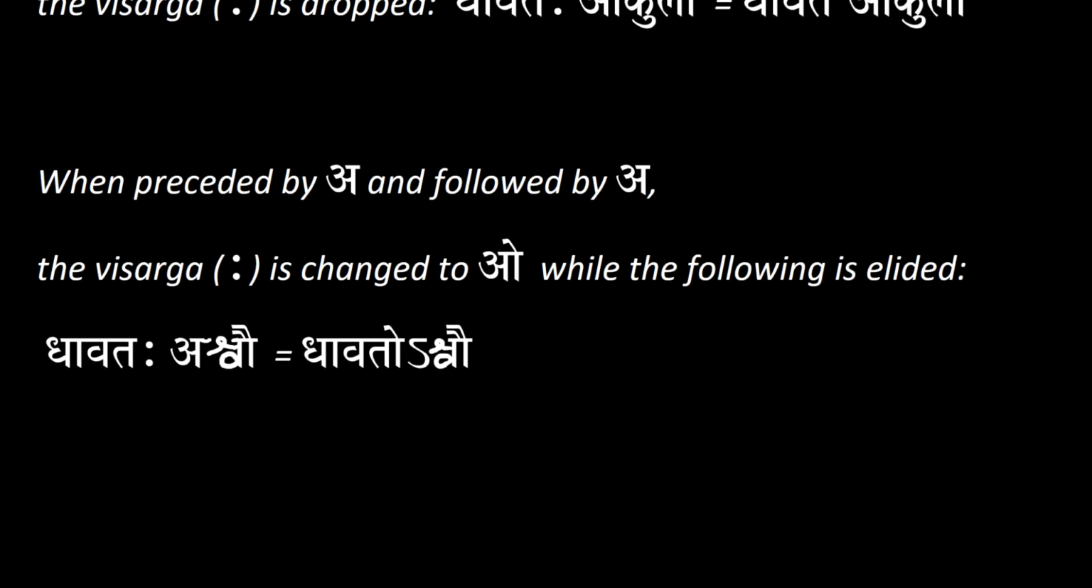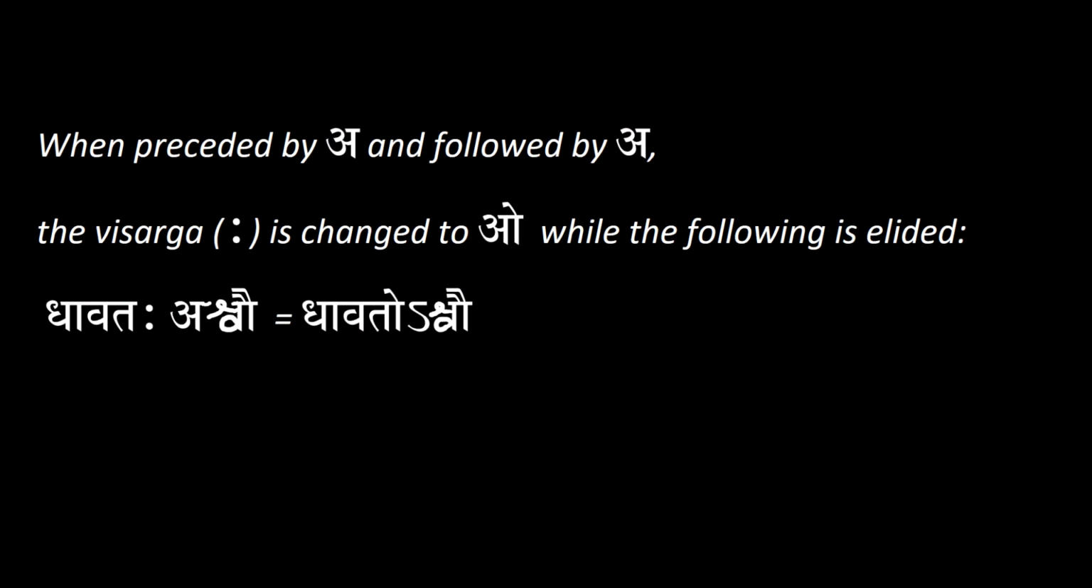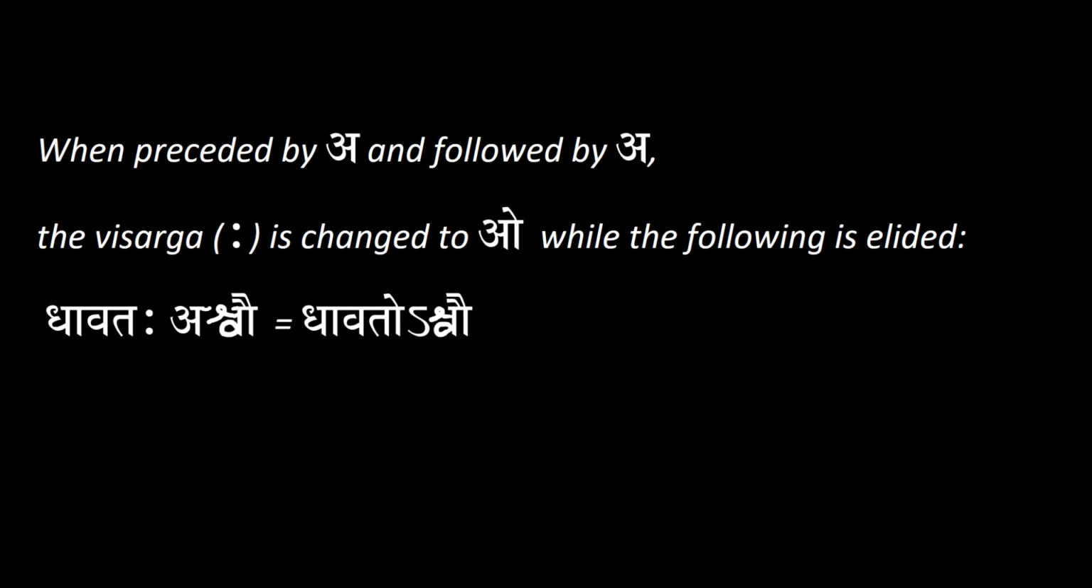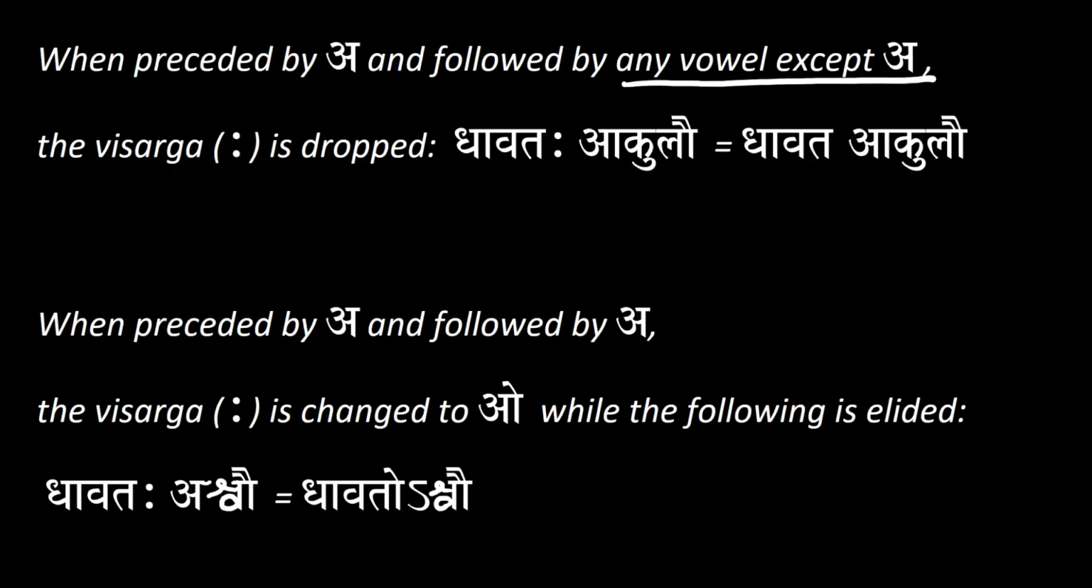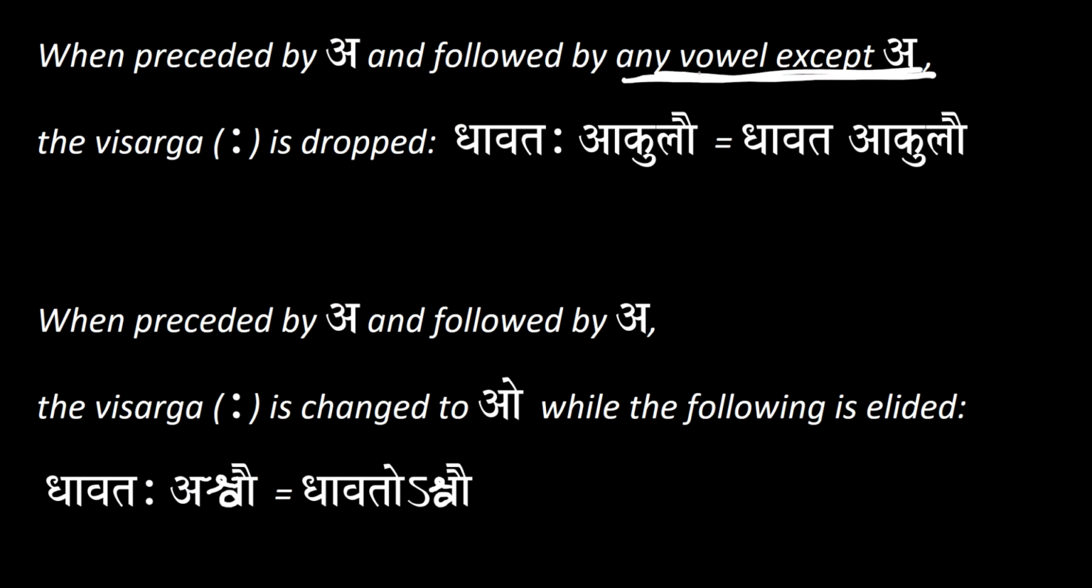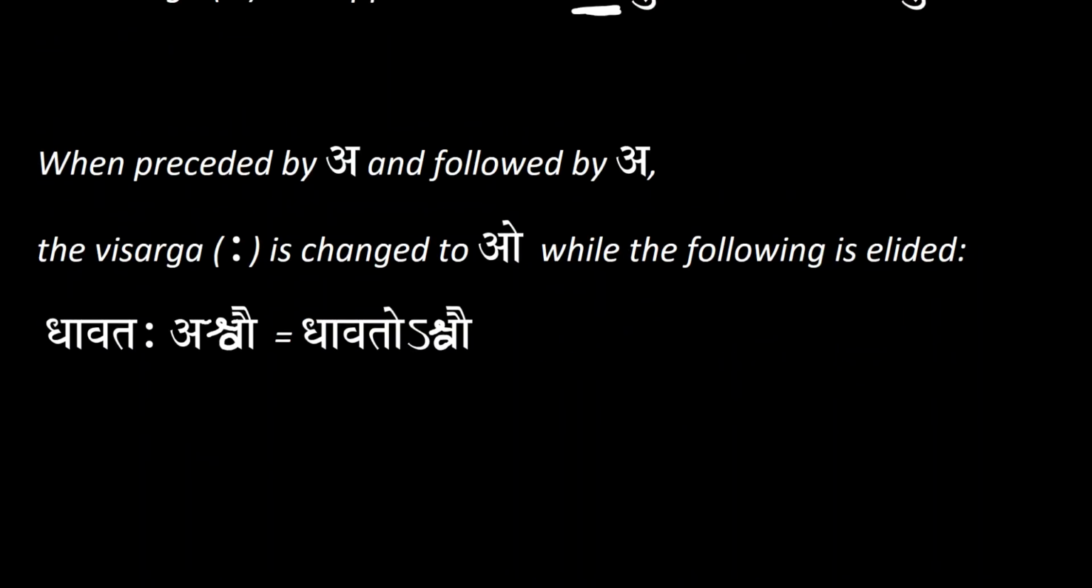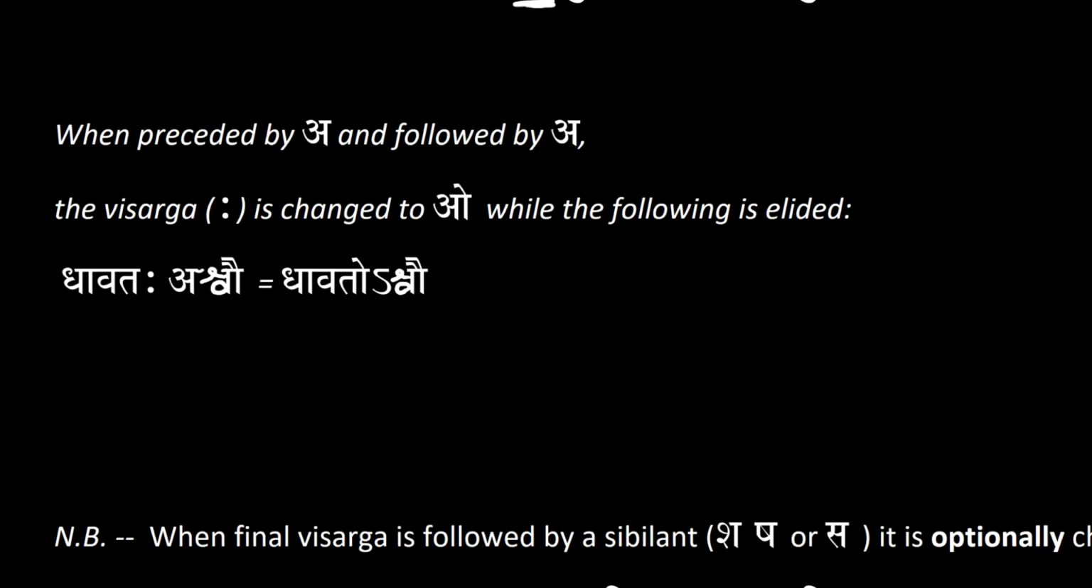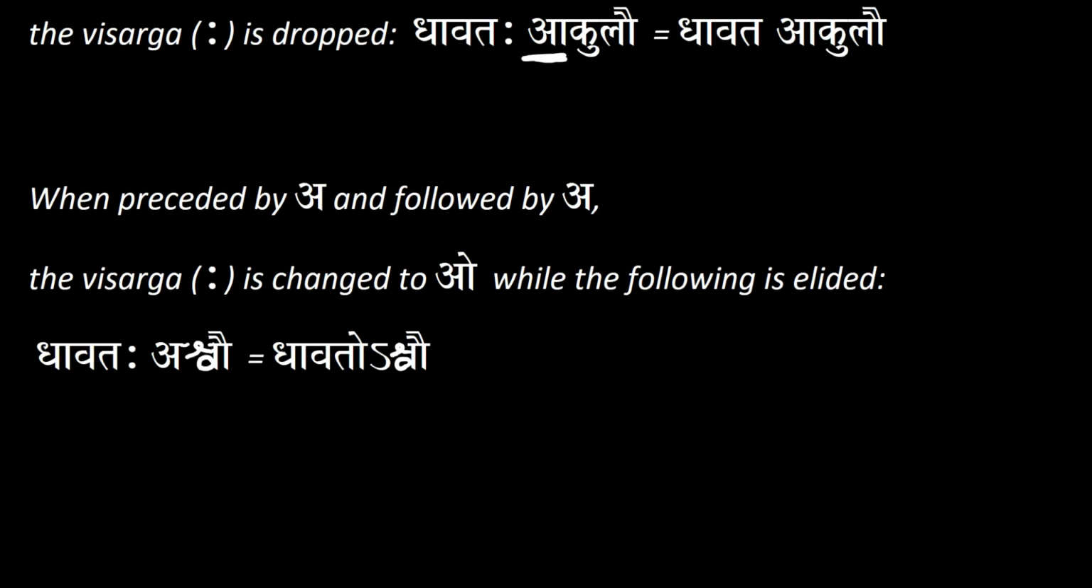and now moving on to the last condition, when it's preceded by A. When a Visarga is preceded by A and followed by an A, remember earlier we did any vowel except A, and that vowel was A in this example, but now this is a condition where your Visarga is preceded by an A but it is also followed by an A. What happens is that the Visarga is changed to an o while the following A is elided.